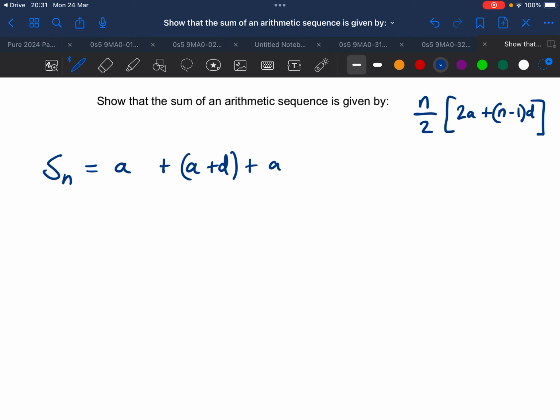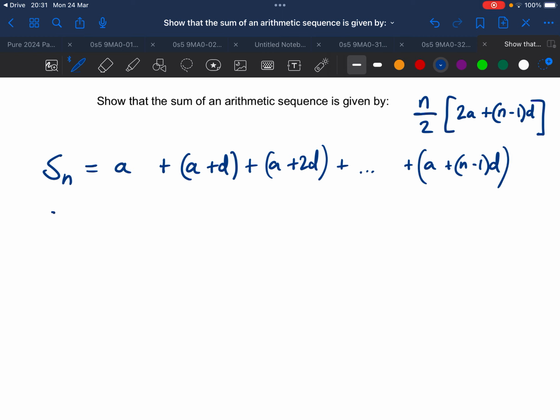That's the first term. That's the second term. Notice I make sure I have my addition signs. That's important to score one of the marks. And I'm going to finish it off with the nth term. Okay, remember this is the nth term. What are we going to do next?